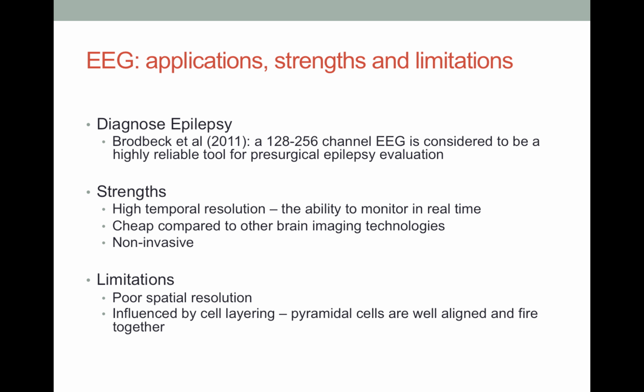Its main strengths are its high temporal resolution, including its ability to monitor neural activity in real time, and it is non-invasive and it is cheap compared to other brain imaging technologies such as MRI and MEG. However, it has poor spatial resolution, and the signal is influenced by cell layering. For example, pyramidal cells are well aligned and fire together.